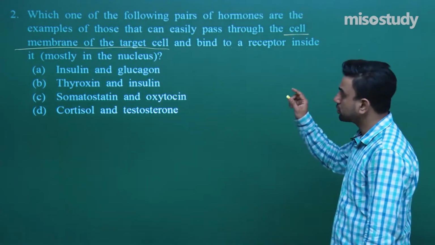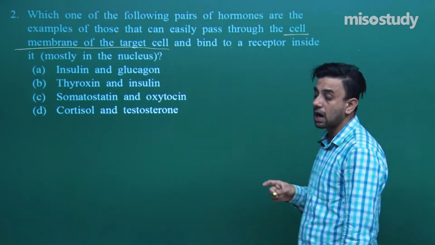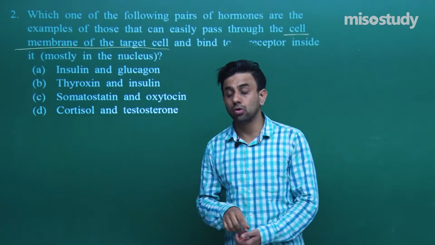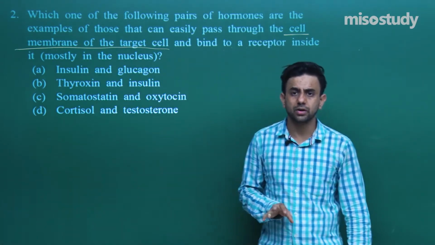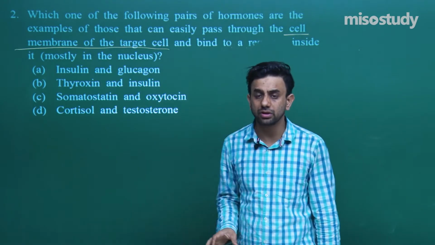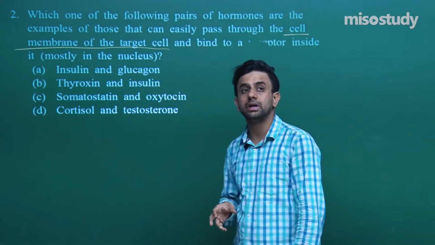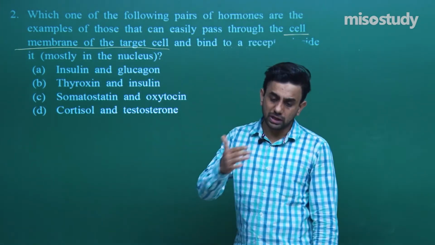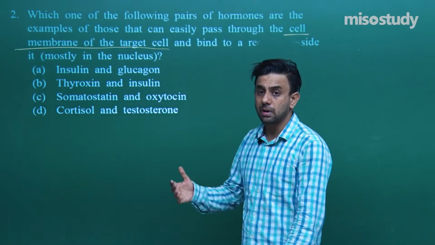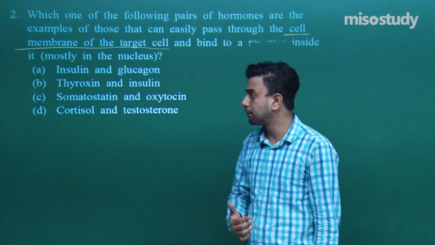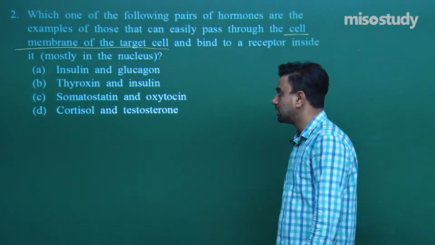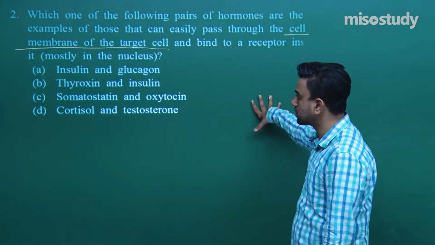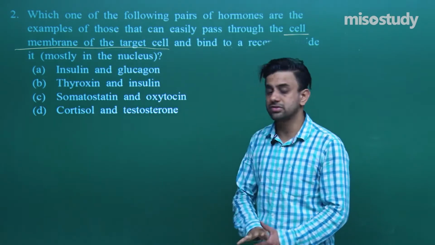Now, for it to pass through the cell membrane, since the cell membrane is made of phospholipids, these hormones have to be lipid soluble, so that they can cross the membrane and bind to the receptors below the membrane. Insulin and glucagon is not the answer. Thyroxine and insulin, somatostatin and oxytocin, yes, cortisol and testosterone.